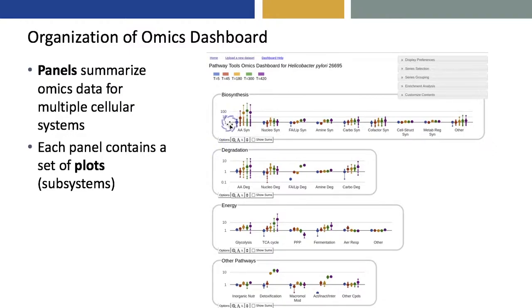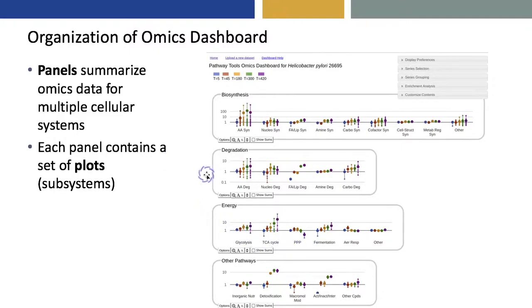So by letting your eye track the average, it's relatively easy to look at the overall response of these different systems to see, oh, amino acid biosynthesis is increasing and then dips at the end. Amino acid degradation also increases over time, whereas the pentose phosphate pathway is decreasing over time.